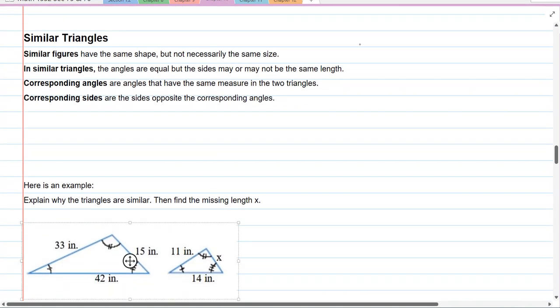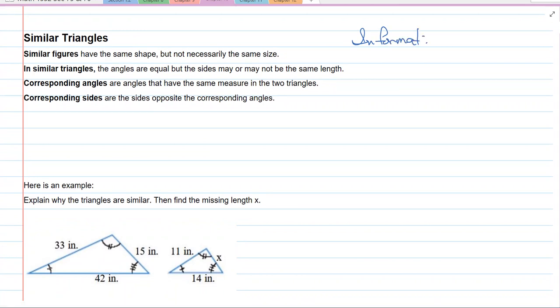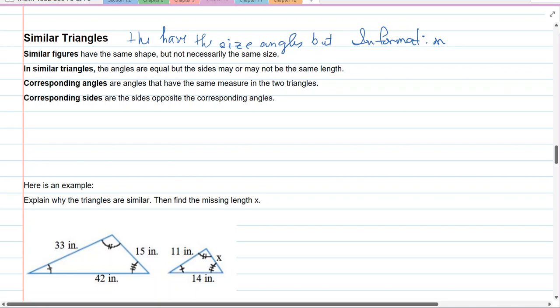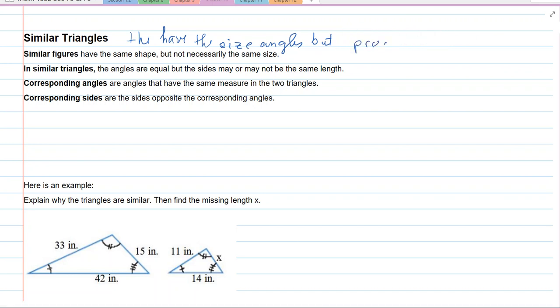Now, this is information on similar triangles. Similar means they have the same size angles. Proportional sides.